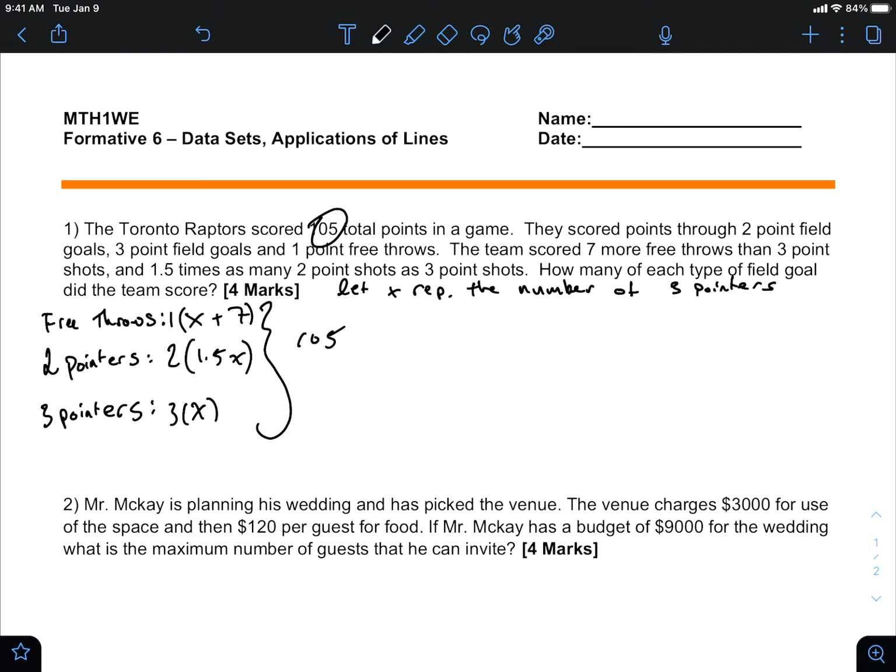So here's what we got. x plus 7 plus 2 times 1.5x. I'll move this. If you guys want to write this up here, you can. I'm going to move this in a sec, so I got room to solve it. Plus 3x equals 105. Does anybody disagree with what I've got there?